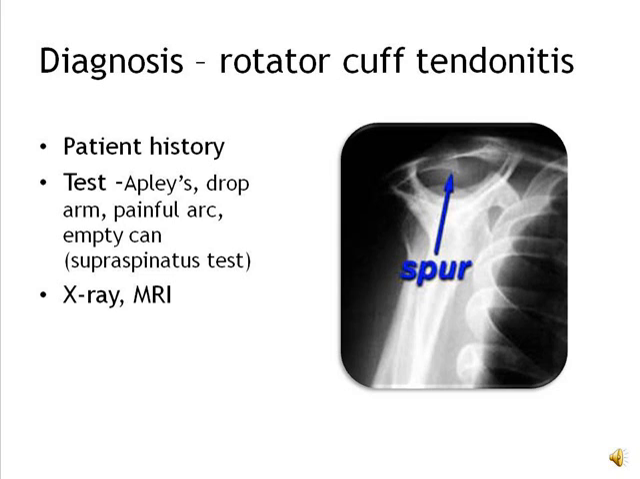With the drop arm test, you let the patient abduct their arm to a 90-degree angle, and let the patient slowly lower it down with a straight arm. And if the patient is having trouble with the movement, or dropping the arm, it may be an indication of a problem with the supraspinatus.